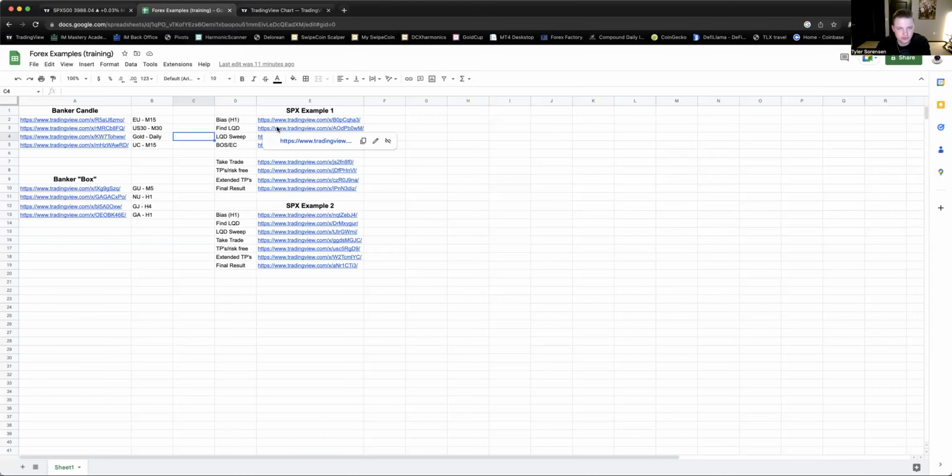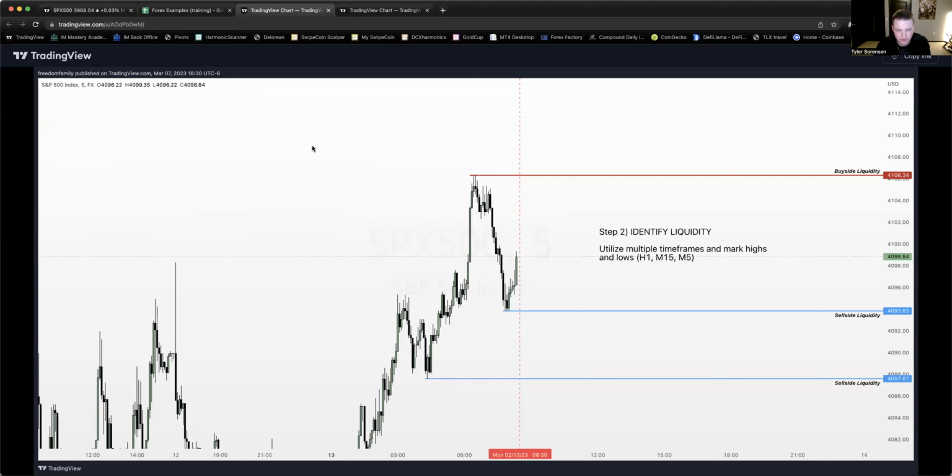So getting into the next step, our next step is finding liquidity. Okay, so dropping down to either the M15 or the M5. I like to use all these time frames, guys. I'll drop down after finding bias to the M15 and the M5 to mark out liquidity. I don't really go lower than that because I want to find significant or somewhat significant highs and lows for liquidity.